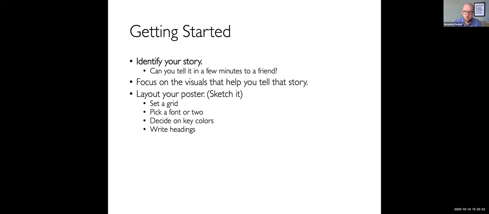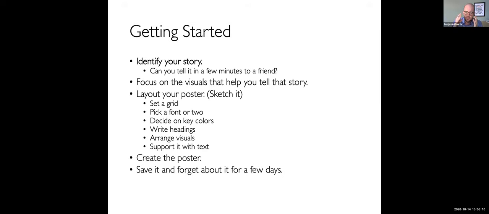Write headings that are declarative statements. Arrange the visuals. Get that picture big. Title, big. Where do the graphs go? And then add in a little bit of text to support that. Create your poster. Save it on your computer. Don't do anything for a few days and come back to it.